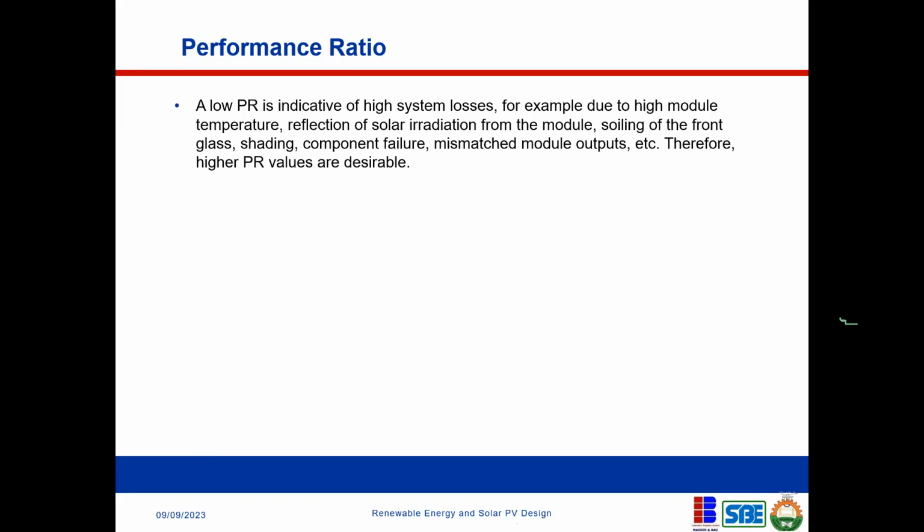Thank you, Engineer Uche, for that input. So a low performance ratio is indicative of high system losses. That high system loss could be as a result of high temperature. So you might want to see what is the reason why you're having a low performance ratio. It could be that the ambient temperature of the PV panel is high and it's affecting the voltage, and then the output current and output power is eventually reduced. For example, due to high module temperature, reflection of the solar irradiation and what have you.